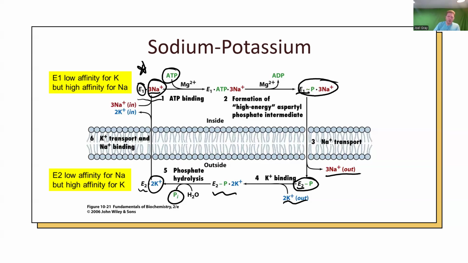Now, E1 is a version of our protein that has a low affinity for potassium ions, but it has a very high affinity for sodium ions. E2 has a low affinity for sodium ions and a high affinity for potassium ions. It's just the structural difference in the protein that determines what it favors binding. Does it favor binding sodium or potassium?